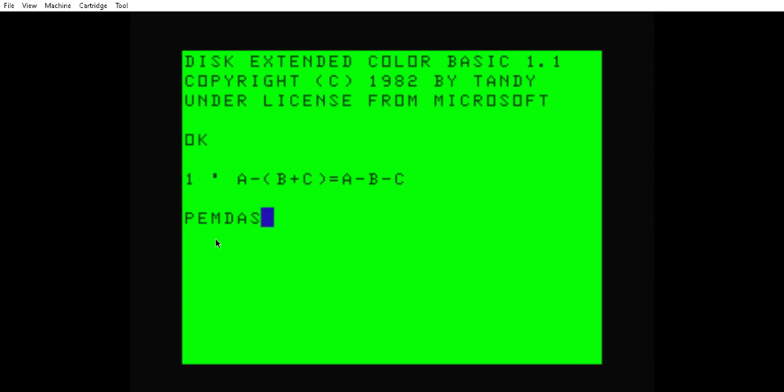So if we look here, the first thing we would do would be to add these two, because those are in parentheses, and the next step would be to take that sum and subtract it from A. We went from parentheses to subtraction, and we would get our value.